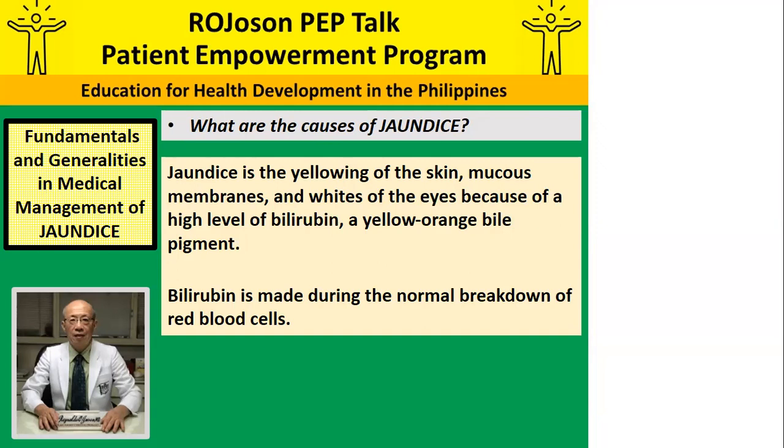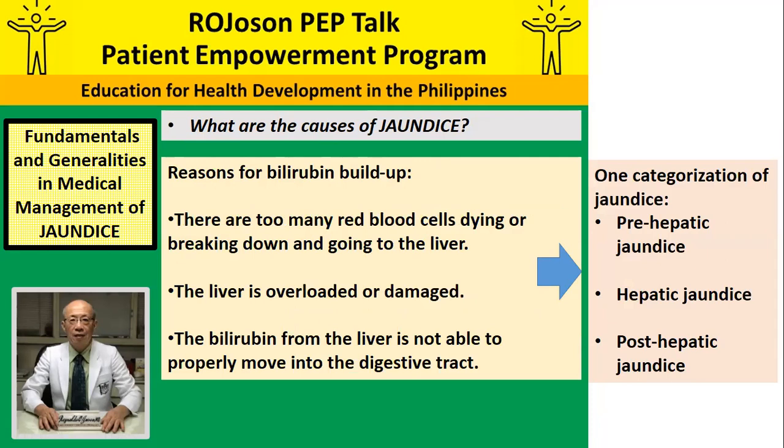As I said, bilirubin is the one accumulating there, and the bilirubin is made during the normal breakdown of the red blood cells. So the dead cells usually go to the liver, and then there's a breakdown of the red cells, and then it gives the bilirubin substance. And this substance will have to pass through the common bile duct into the intestine. So the reasons for the buildup of the bilirubin are the following.